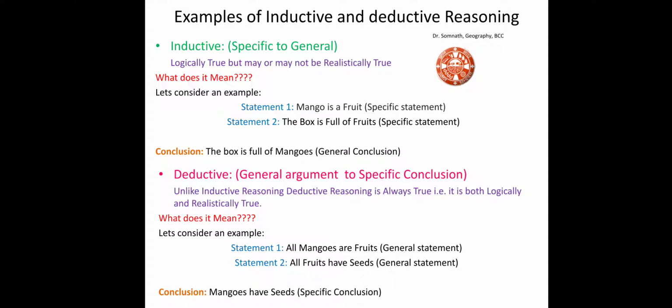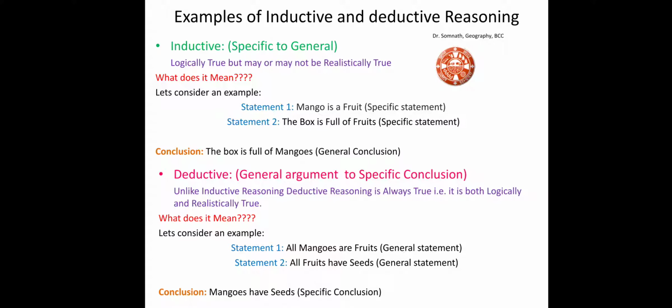Okay. So in case of the deductive method, we know that it is based on a general argument to a specific conclusion, and unlike inductive reasoning, deductive reasoning is always true. That is, it is both logically and realistically true. Now, what does it mean? Again, we are going to take an example.